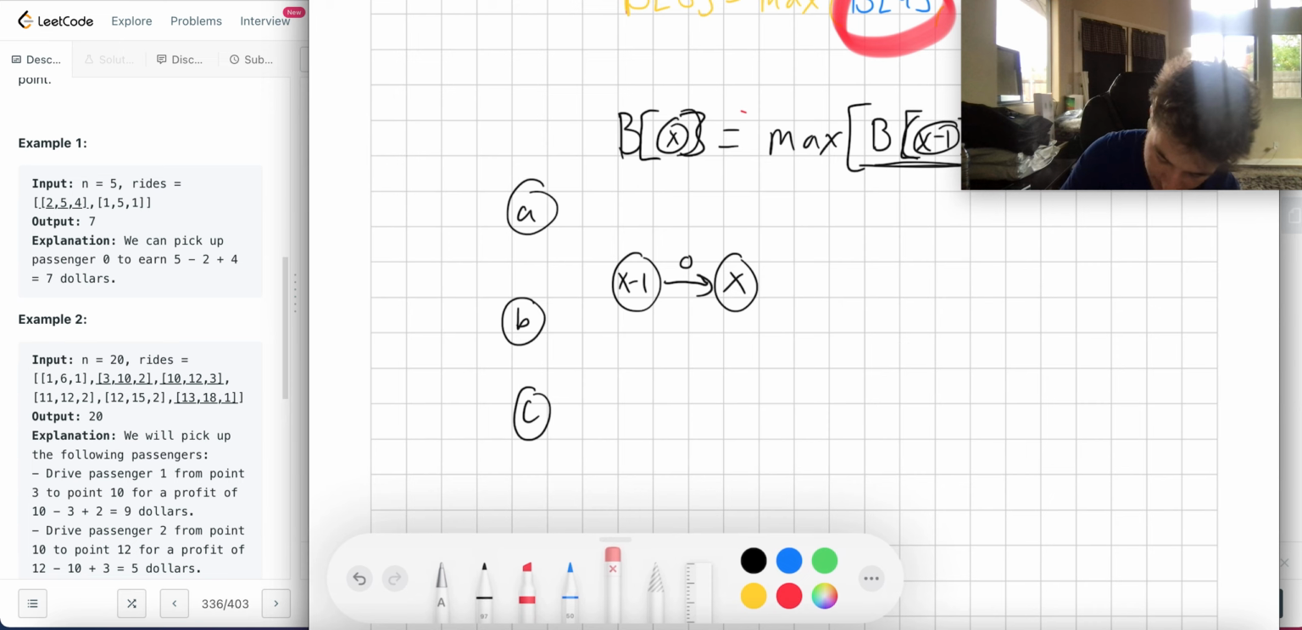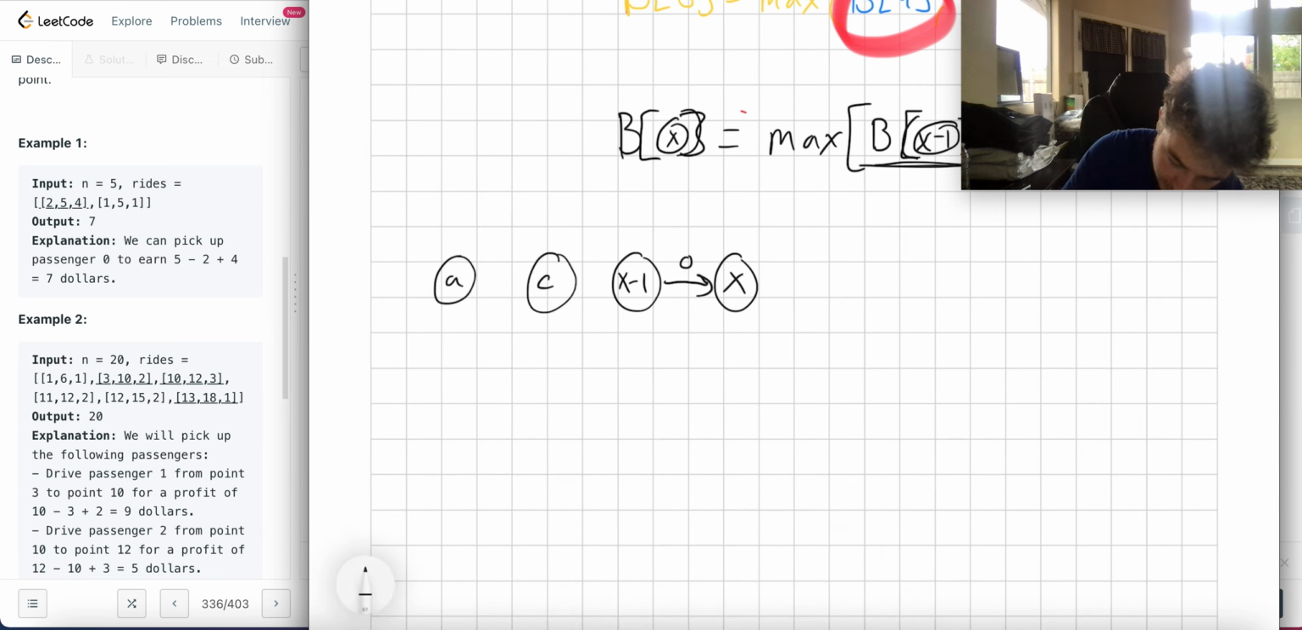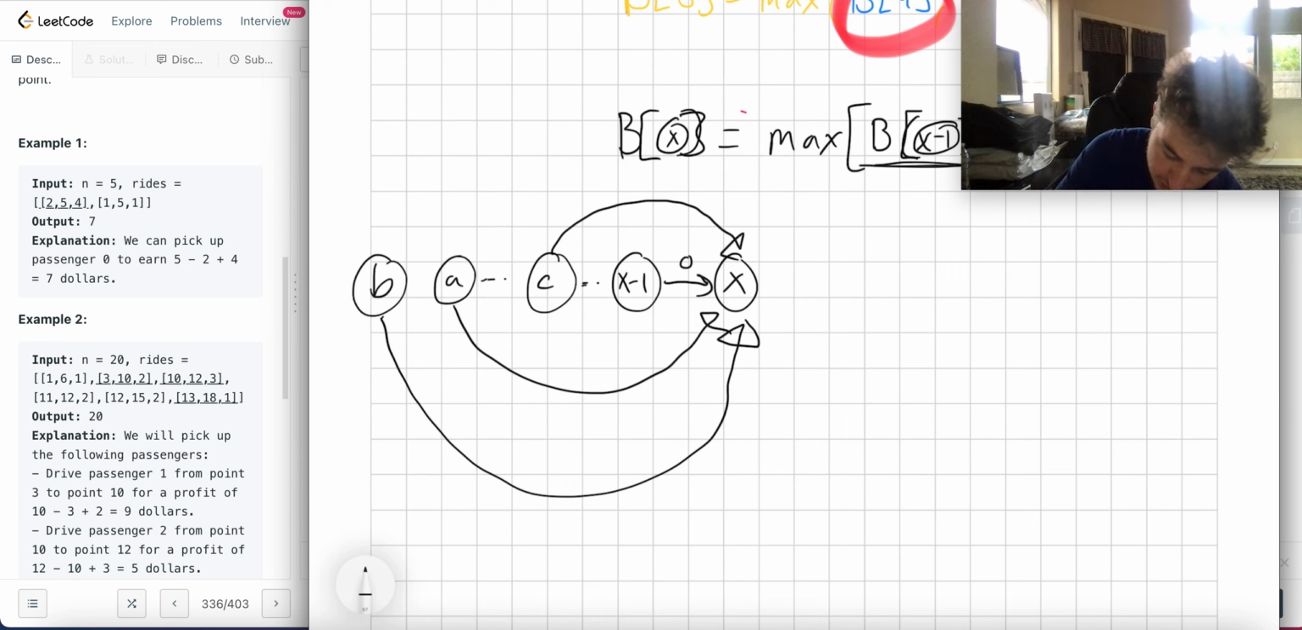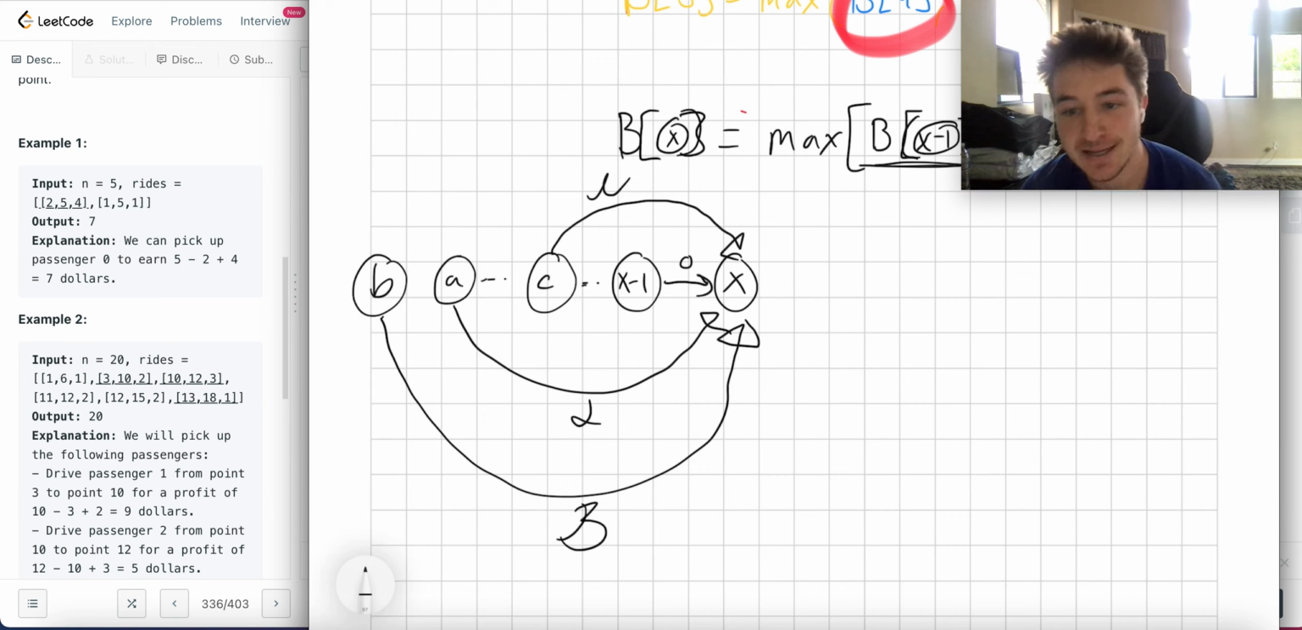Maybe it'd make more sense if it was like this, and there could be dots in between these. There's all these people that have links into X, which means these are all the passengers where you pick them up, and this is where you would drop them off. So this is where you would collect the money from their trip, right? And they have associated costs, alpha, beta, whatever that is. I haven't taken a physics class in quite some time.